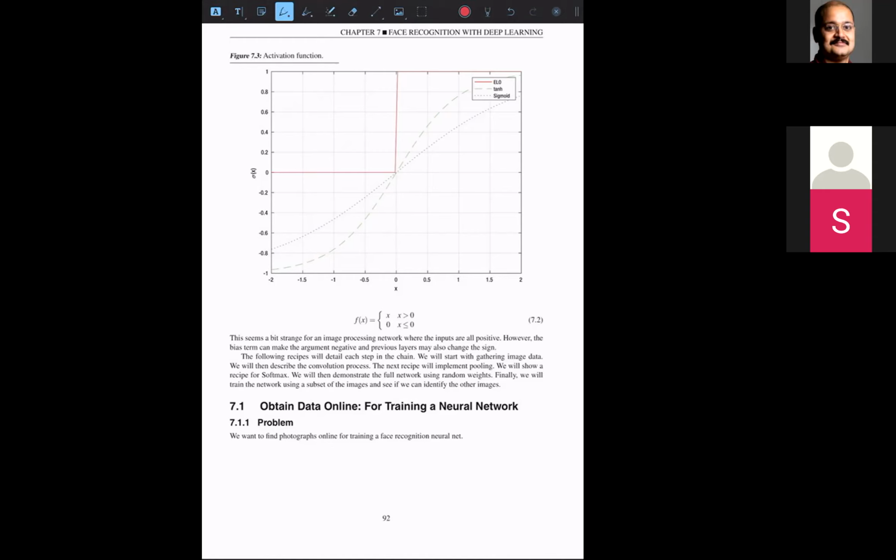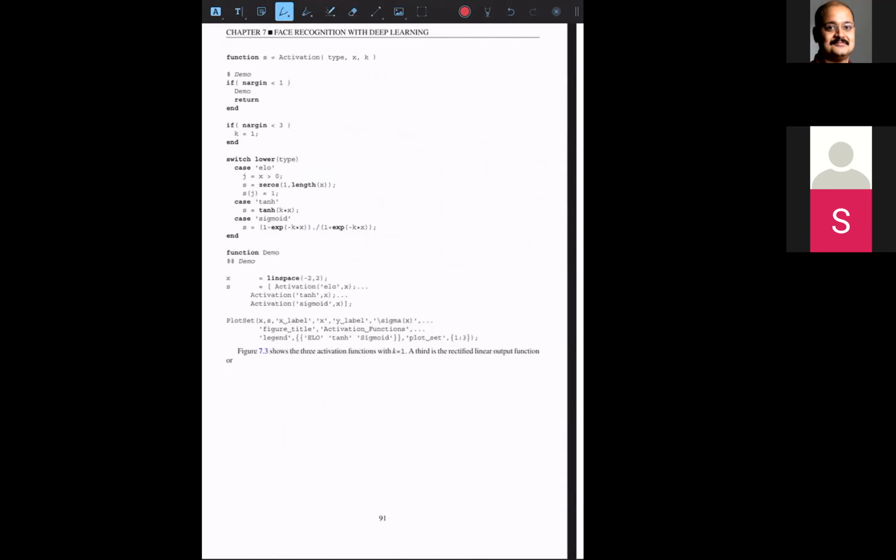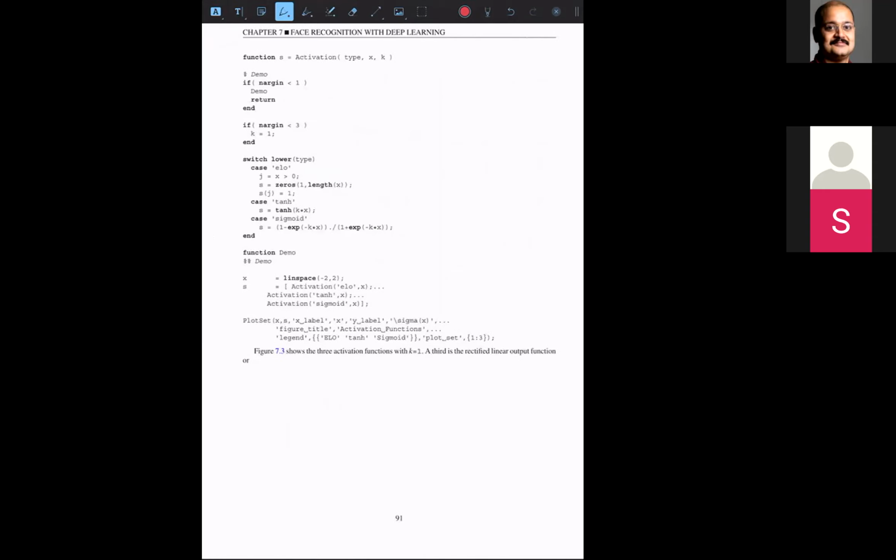Unrecognized function plots it. Rectified linear output, what? It gives an error. The error says unrecognized function or variable plots it. All right. So tell me, how do you fix this? Which means it's not able to find a function. Go to the folder general. Do you see that function in the general folder?